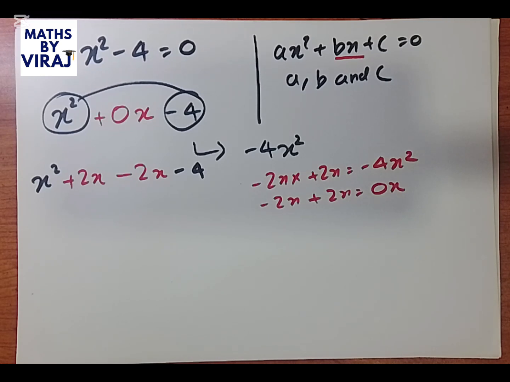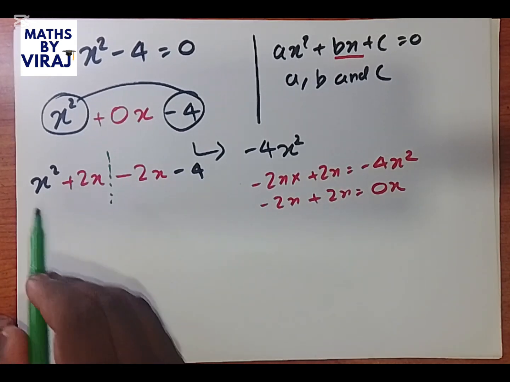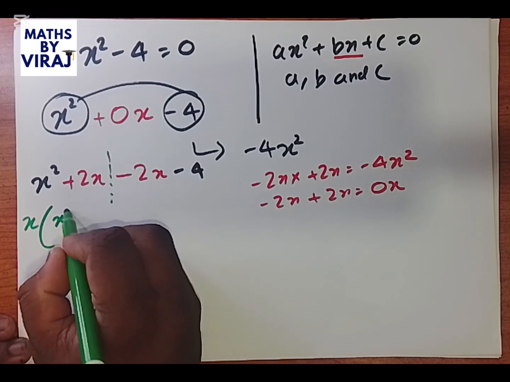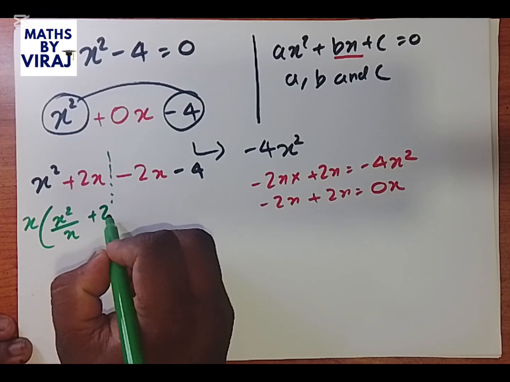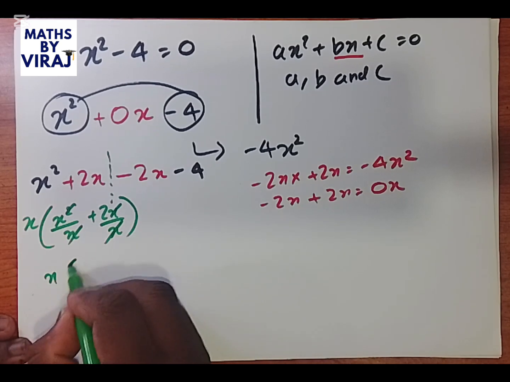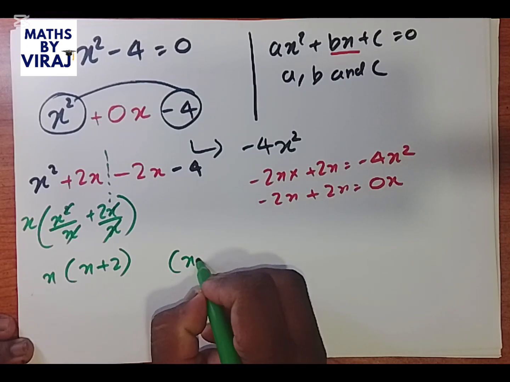So children, what we do is we factorize this. When we factorize, what is going to happen? We draw an imaginary line. What is common here? x. x is taken out as a common term. When you take a common term, you divide all the inside terms by the common term. That is x times x plus 2. So we should have another x plus 2 over here.